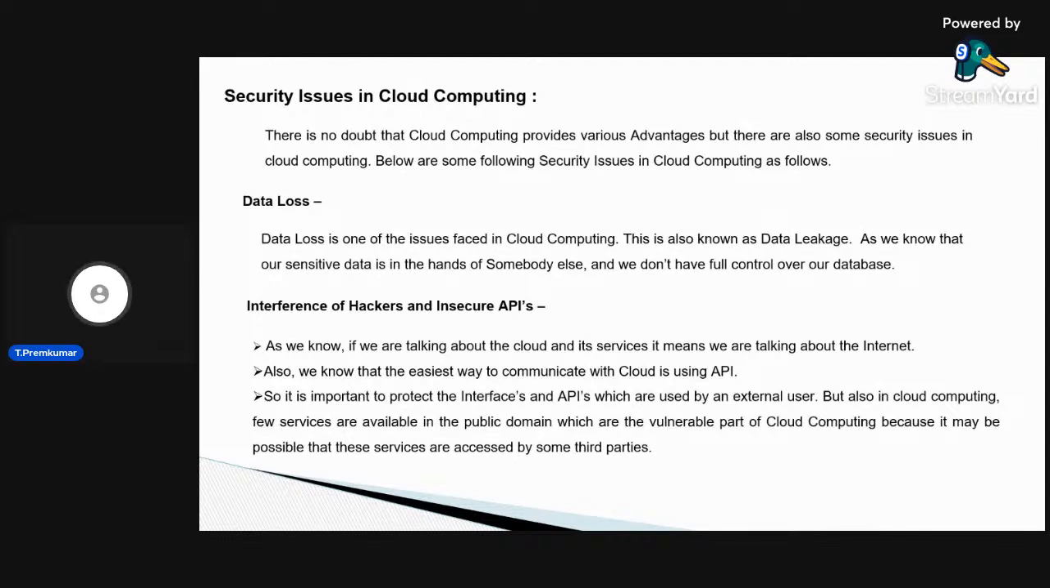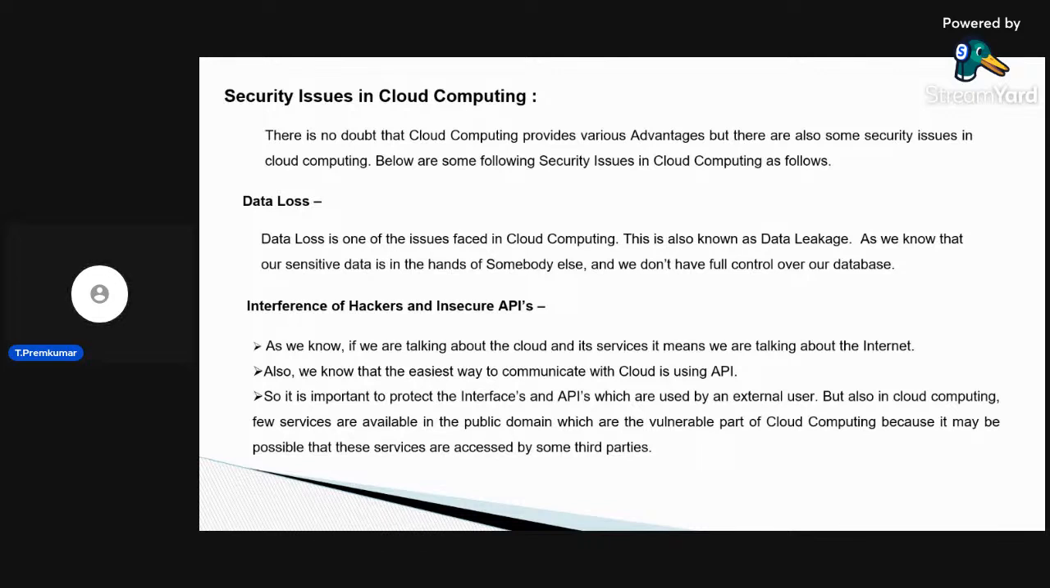The security issues in cloud computing are as follows. There is no doubt that cloud computing has various advantages, but there are also some security issues in place. Below are some of the security issues in cloud computing.